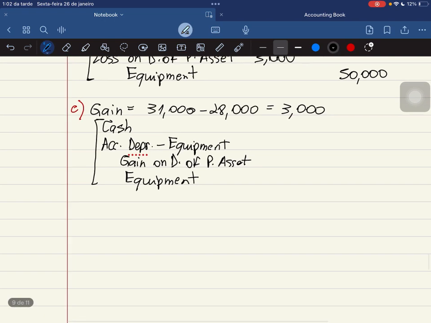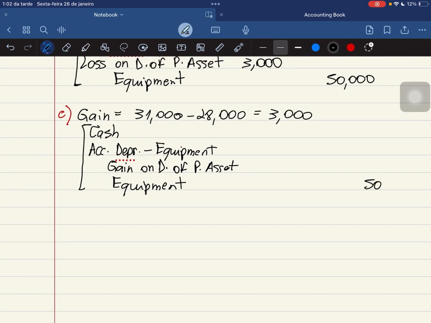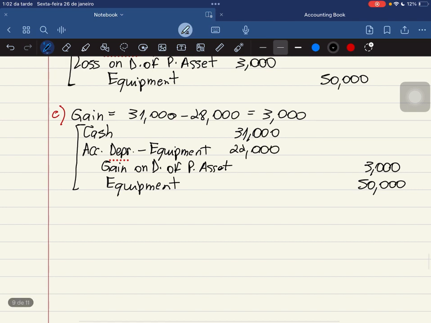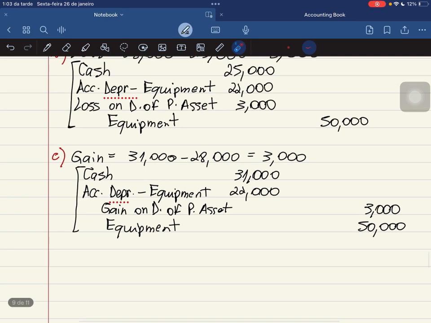Okay. The equipment was 50,000. The gain that you have is 3,000. The money that you got was 31, and the accumulated depreciation was 22. So, if you add it up, this number has to equal 53. Let's see if it does. It does indeed.